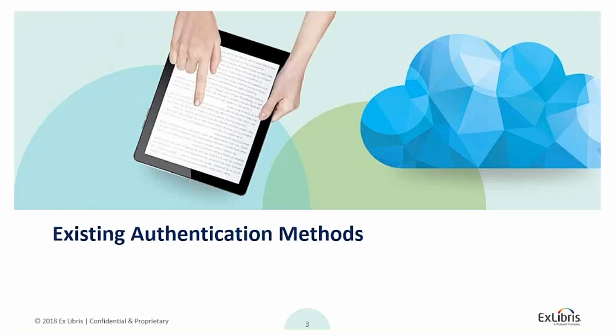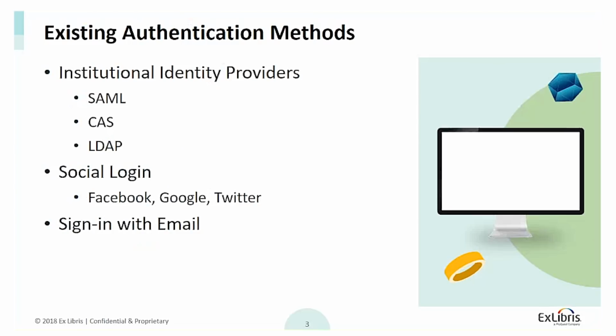So let's start off with talking about existing authentication methods. Today we support a number of different ways to authenticate. For many, if not most institutions who have some kind of identity provider for the entire institution, we can support single sign-on methods like SAML or CAS. Those allow you to log on once and then be automatically logged on to a number of different applications. And we also support LDAP, which allows Alma or Primo or Summon over Alma.